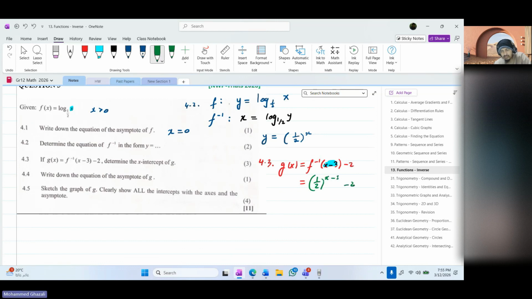All right, and then minus 2. That's your g of x. What do they want? They want the x-intercept of g. To find the x-intercept, you need to make g of x equal to 0. So you got half.